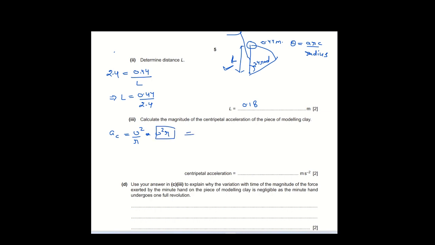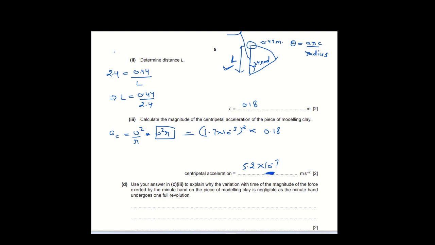Omega I have calculated, 1.7 into 10 raised to power minus 3, squared, multiplied by radius. The radius here is the length that we have determined, 0.18, and we will get 5.2 into 10 raised to power minus 7 meter per second square. You can see that this centripetal acceleration in this case has a negligible value, or you can say a very small value.